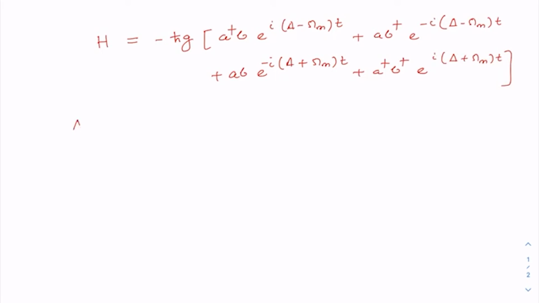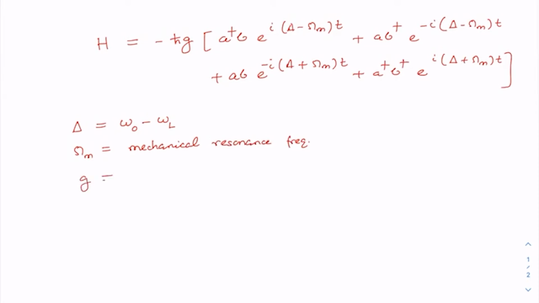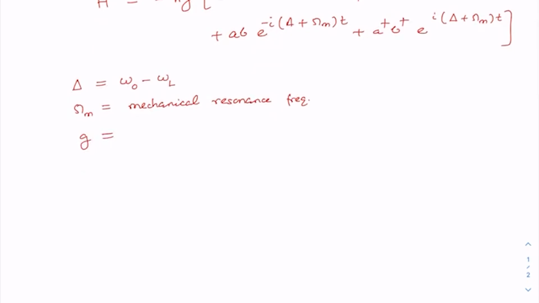And here let me remind you again that delta is the detuning parameter, which is defined as the cavity resonance frequency minus the laser frequency. Omega m is the mechanical resonance frequency, and z is the optomechanical coupling parameter for the linearized Hamiltonian.